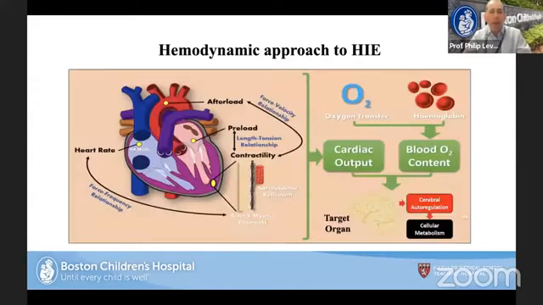So again, it goes back to afterload, preload, and contractility. So if you have a hit to the heart, there could be a primary hit to the left ventricle, a primary hit to the right ventricle, but you could also have hypoxia and acidosis that causes pulmonary vasoconstriction that leads to a pulmonary hypertension physiology with the impact on the right heart and the coupling mechanism.